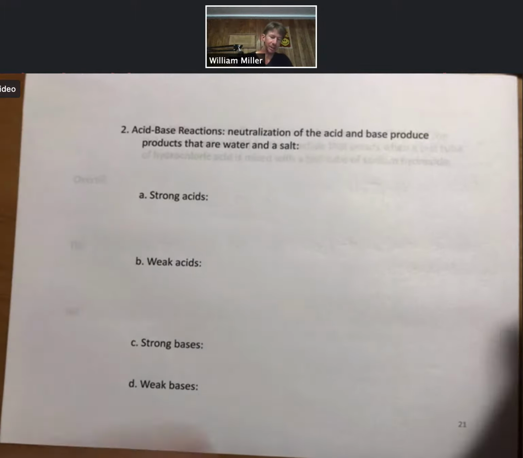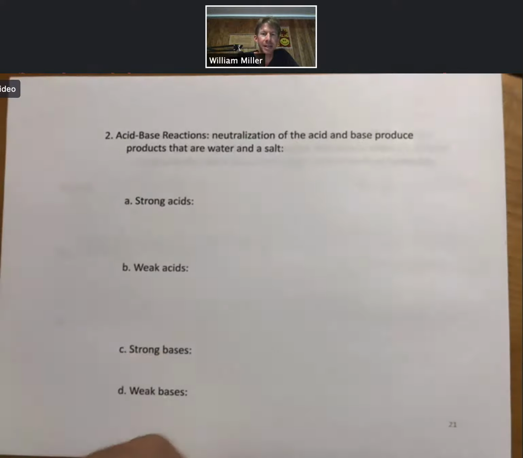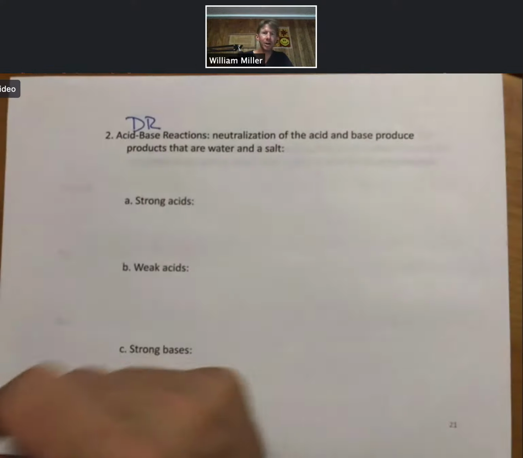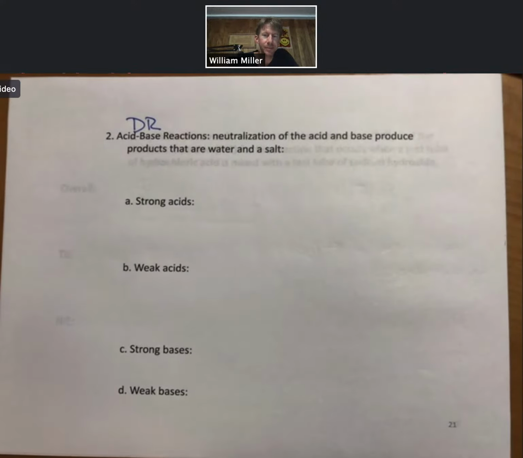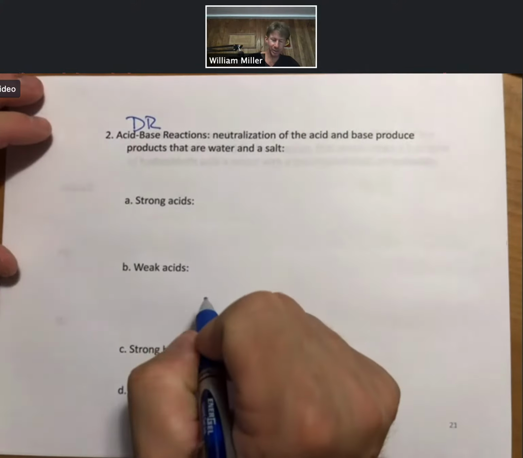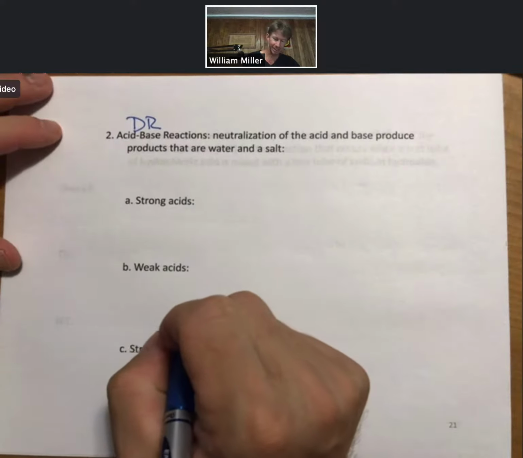Now let's pick up with our second subtype of reaction. Those are going to be double replacement acid-base reactions. So this is still under DR for double replacement. Neutralization of the acid and base produces products that are water and a salt. And so before we do this, let's take a brief minute or two or three to go over strong acids.